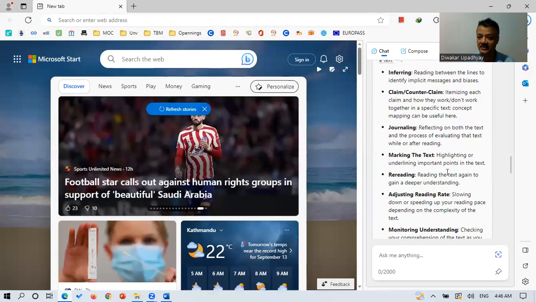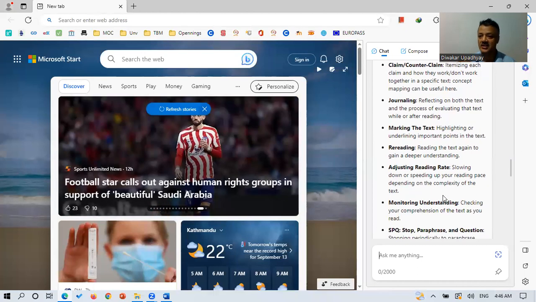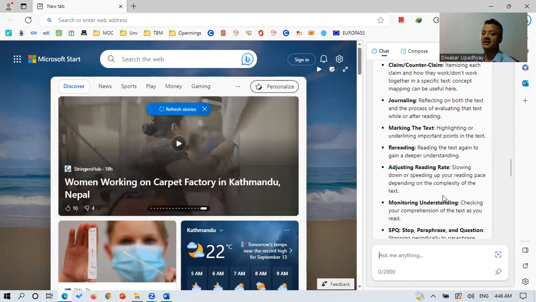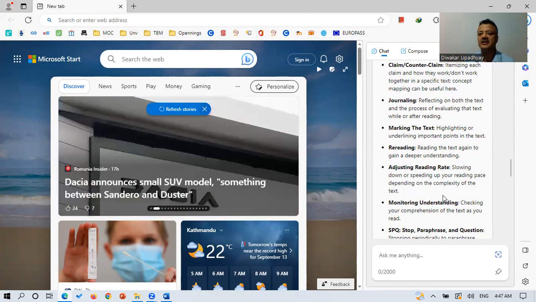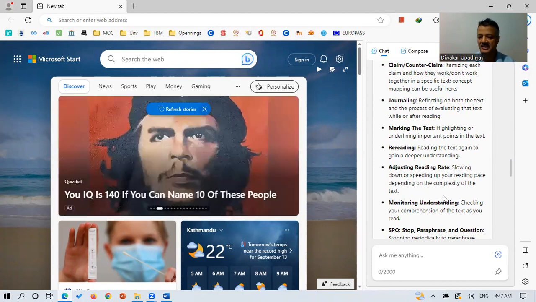Then rereading. Critical reading is reading twice, thrice. Critical reading is not just reading once. You read 2 times, 3 times, as much as necessary. You read again and again. Each time you read the text, you have a deeper understanding.